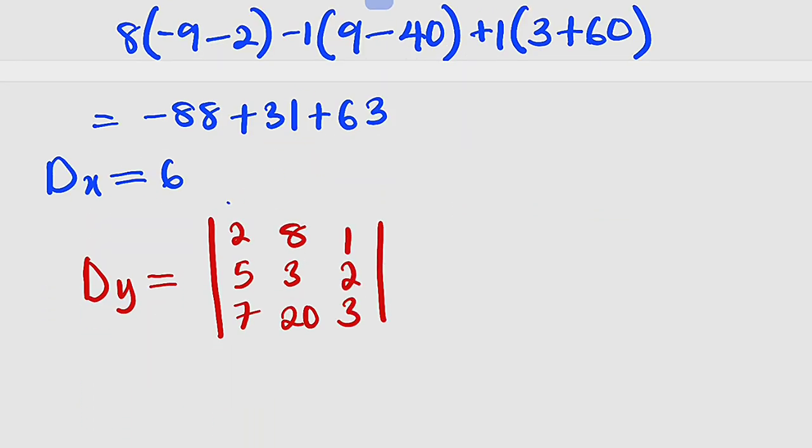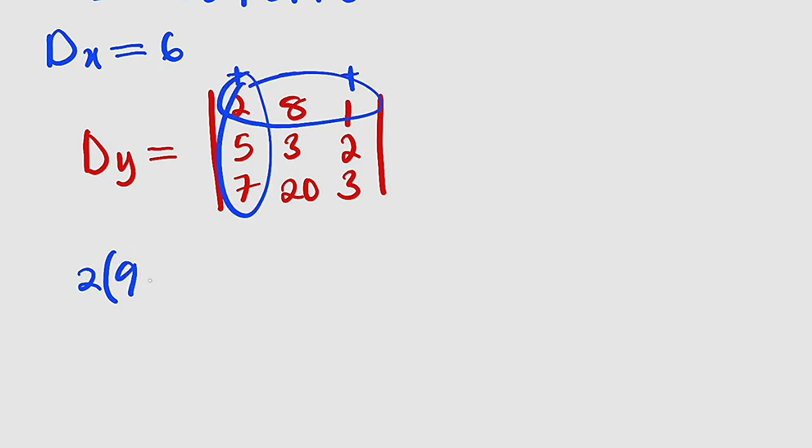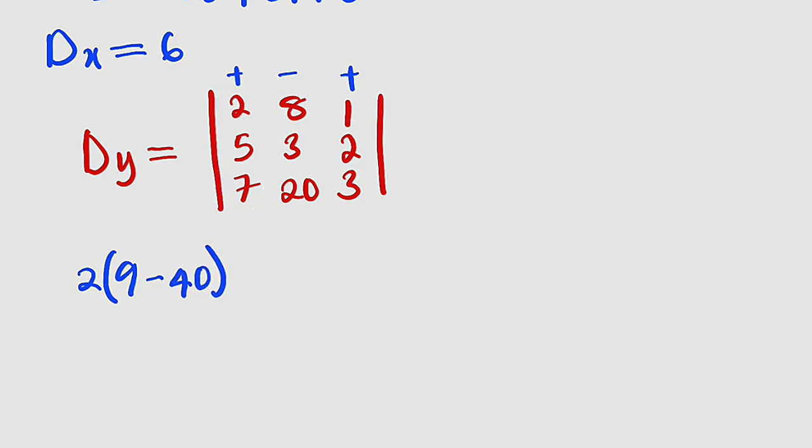Don't forget the sign, plus, minus, plus. We have plus 2 multiplied by, if you close this, you close that, you still have 3 times 3, which is 9, minus 20 times 2, which is 40. Then the second entry is what? Minus 8.